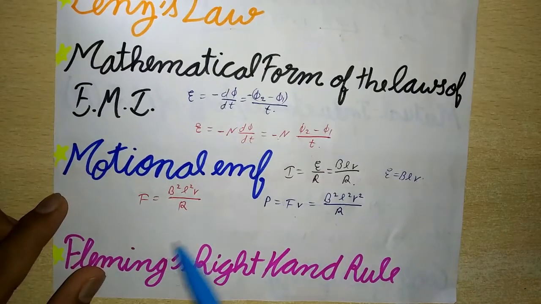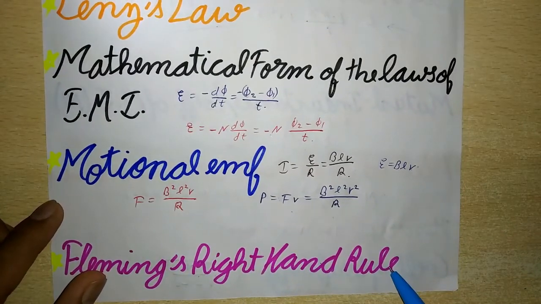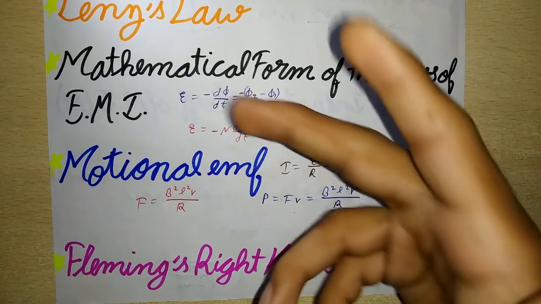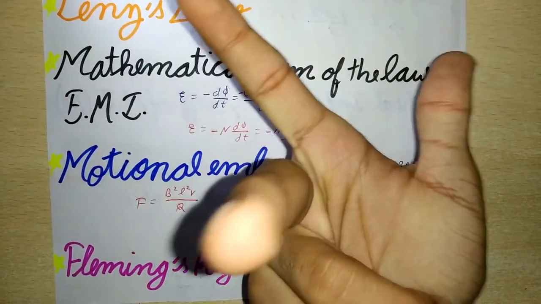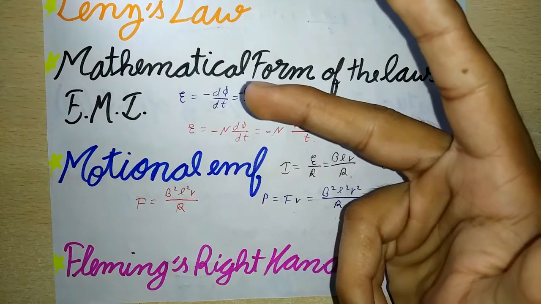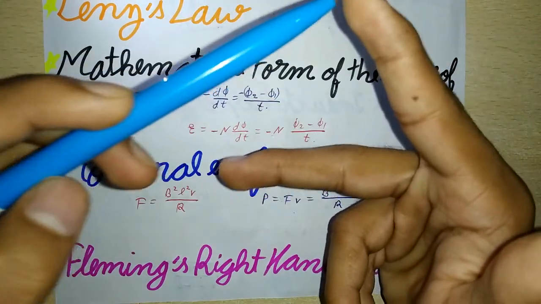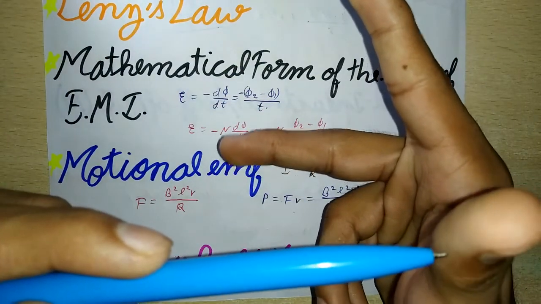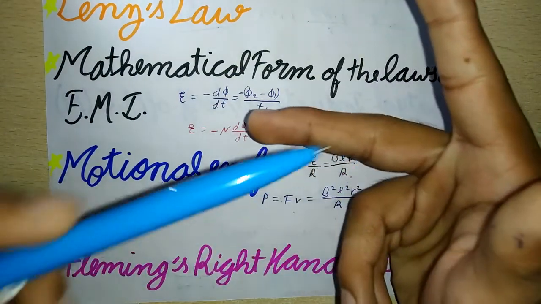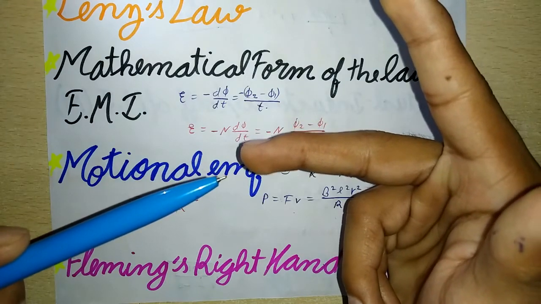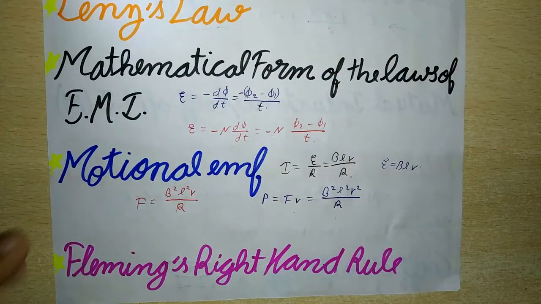Now next is Fleming's right hand rule. It gives the direction of induced EMF. If we stretch the thumb and the first two fingers of our right hand mutually perpendicular like this, and the forefinger points in the direction of magnetic field, thumb points in the direction of motion of conductor, then the central finger points in the direction of current induced in the conductor.